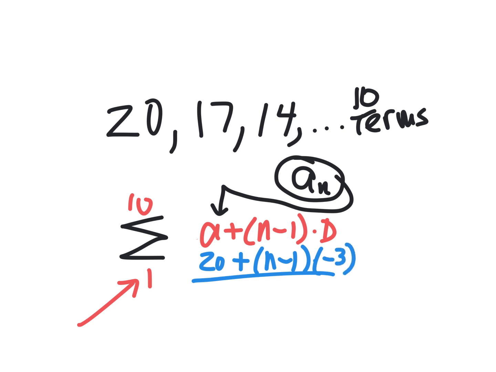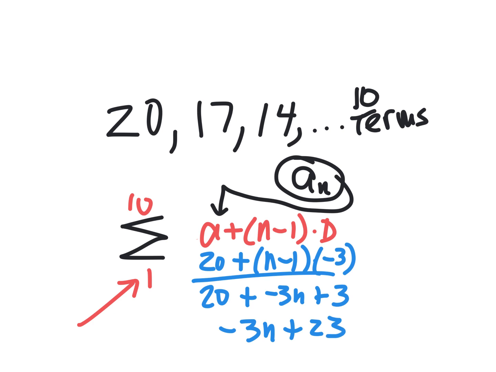Now let's just distribute this thing out. I got 20 plus negative 3n plus 3. Oh, negative 3n plus 23. That's what goes in front of the sigma.